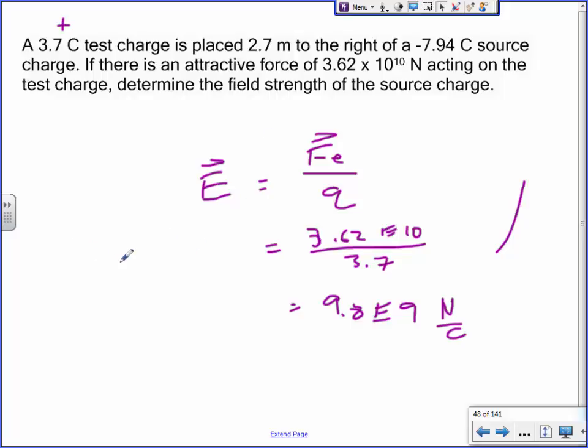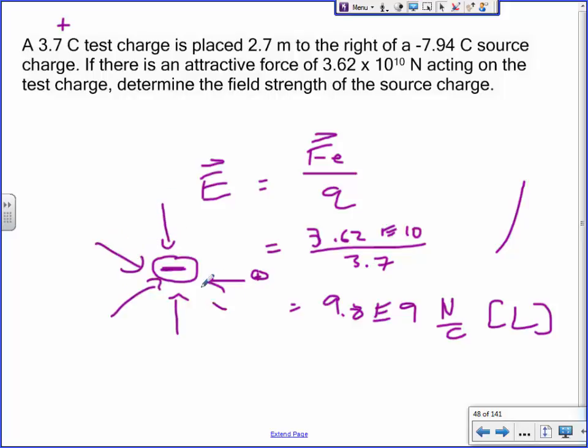Let's start with the diagram. It is placed to the right. Okay, so the negative charge, this one is on the right of it. So it's going to want to be attracted inwards. So it's going to the left. You guys in agreement on that? I got that right? The positive test charge is placed to the right of the negative, so therefore the field would be pulling it in. Does that diagram make sense?